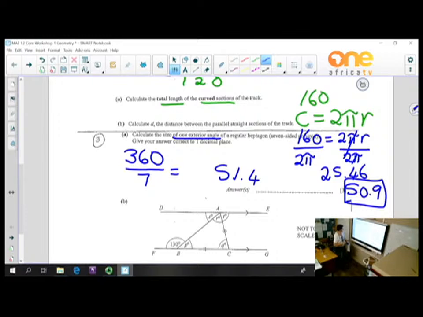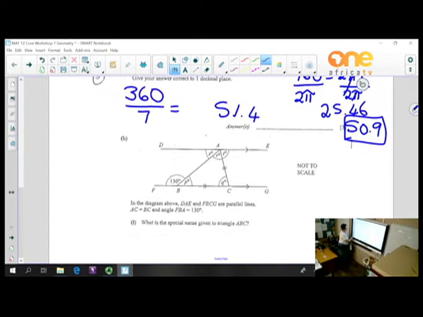Right, the next B part of this question, we've got parallel lines, so that means we have co-interior angles, alternating angles, and corresponding angles. In the diagram, there are the parallel lines, and we've got that this angle is 130 degrees. What is the special name given to this triangle? And we can see that this is an isosceles triangle, because we've got 2 equal sides there.